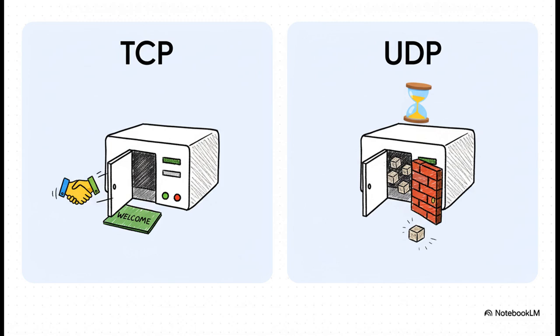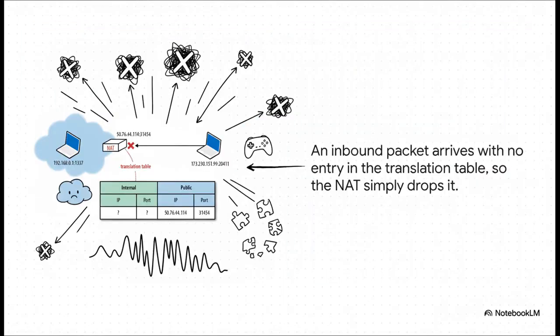NAT devices are obsessed with state. They need to know when a conversation begins and when it ends so they can keep that translation table clean. TCP is perfect for this. It has that formal handshake to start a session and a clear goodbye to end it. NAT knows exactly when to create and delete the entry. But UDP? It's stateless. It's just firing off those messages in a bottle. The NAT has no clue when the conversation is over, so it has to guess. It just starts a timer, and if it doesn't see any packets for, say, 30 seconds, poof, it just deletes the entry, and your connection is silently dead. And that leads to an even bigger, more fundamental problem.